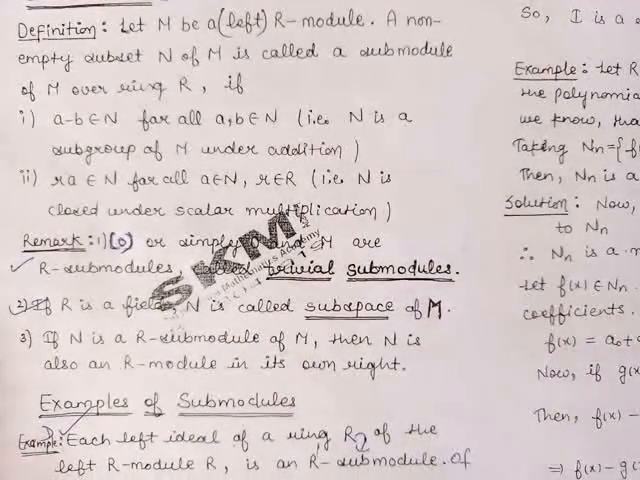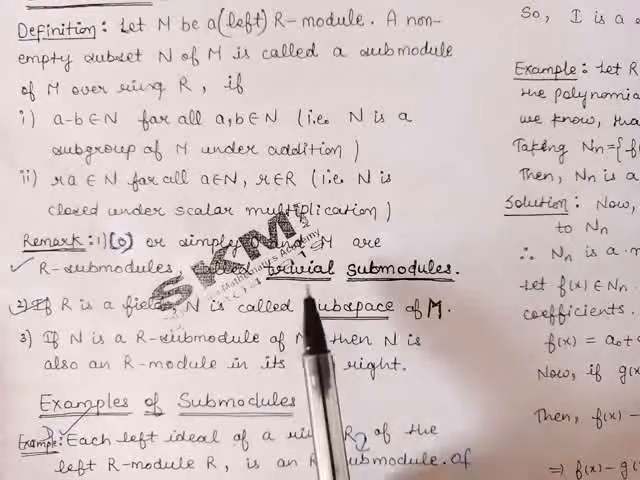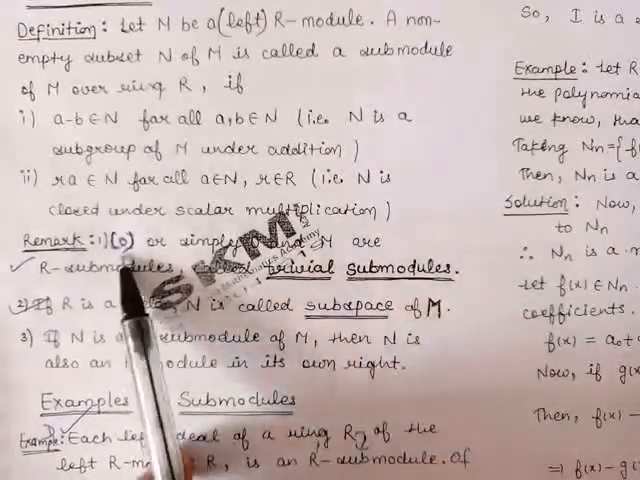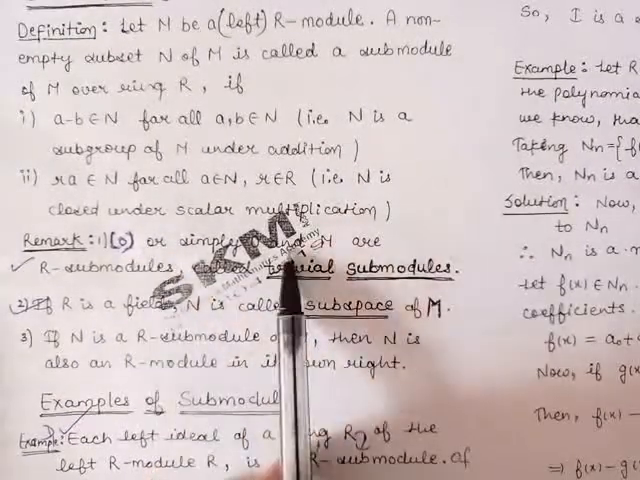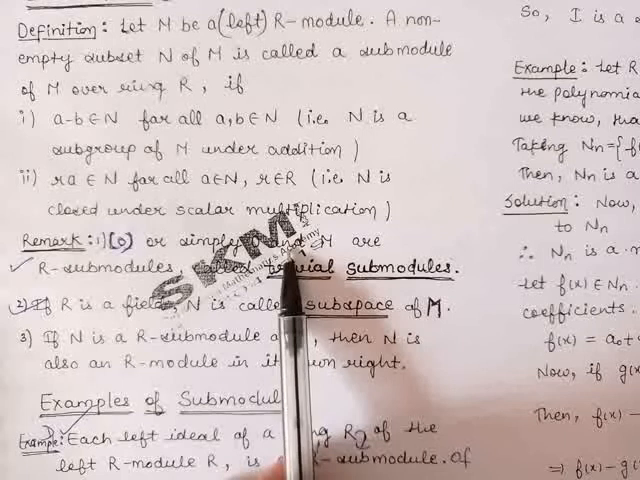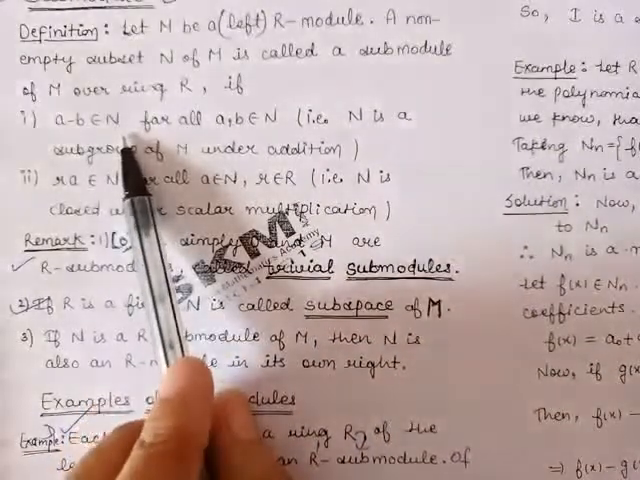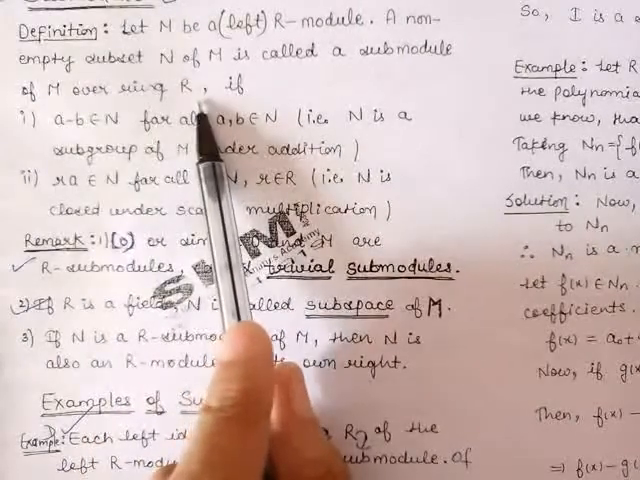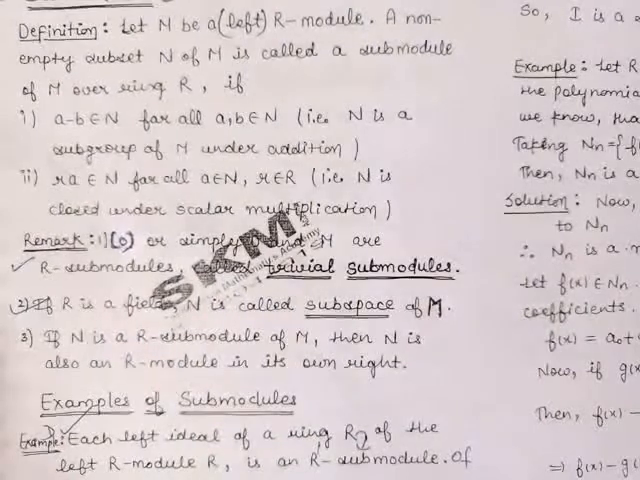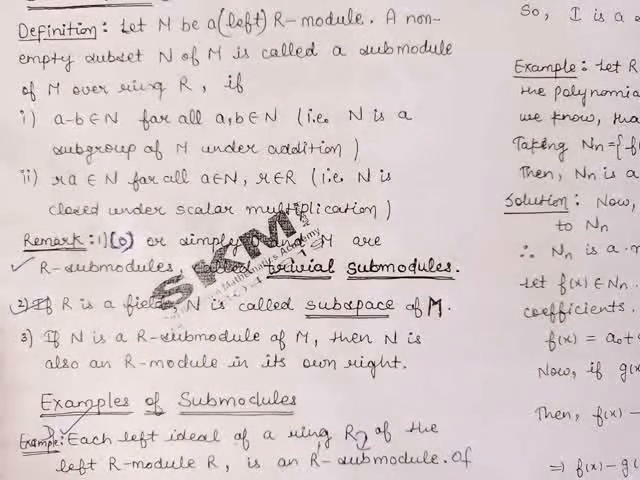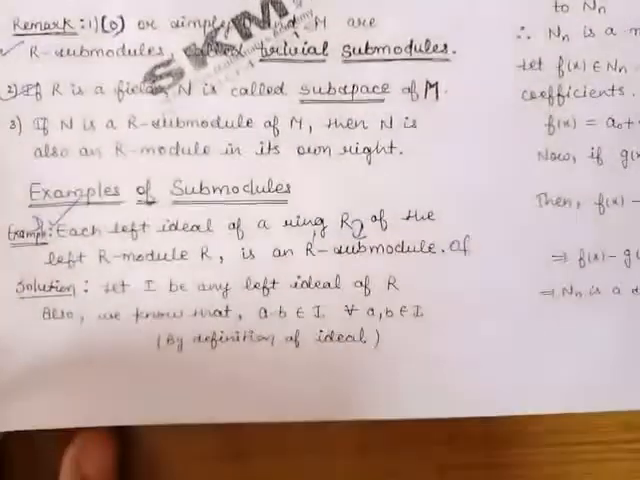Every module has two submodules which are called trivial submodules. The first one is the identity, that is zero, and the second is M. These two are submodules of M over the ring R. These are known as trivial submodules. In this definition, if the ring R is a field, in that case, this submodule becomes a subspace of M. Now let us see an example of a submodule.